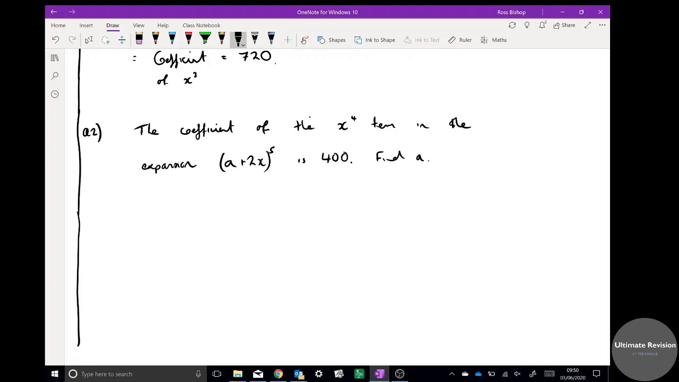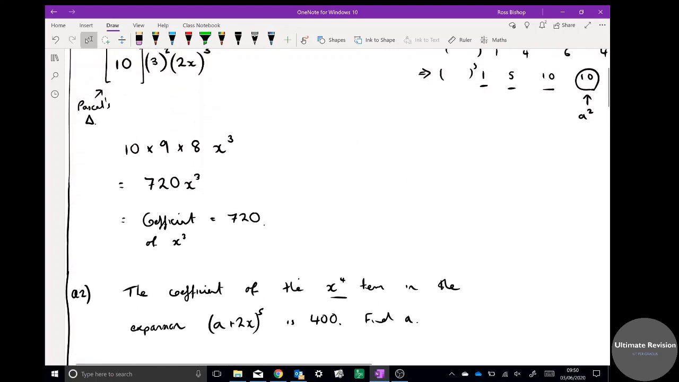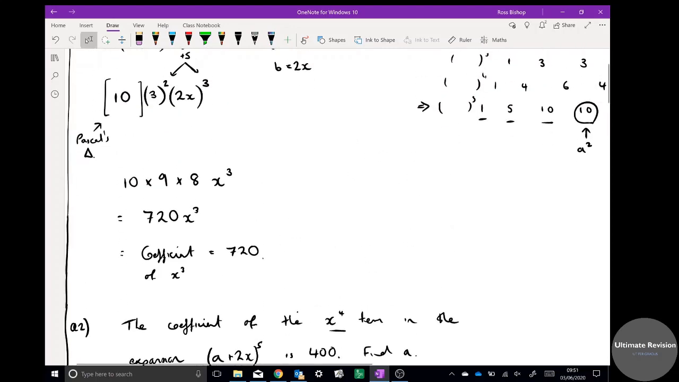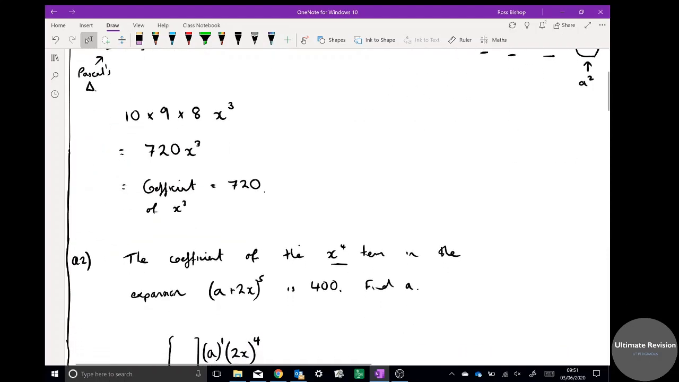Right, so looking at the x to the power of 4 term. In order to get the x to the power of 4 term, it's going to have to be the (2x) to the 4. That means the a term has got to be to the power of 1, because the powers must always add up to the overall power. I then need to look at what goes in here. This is the Pascal's triangle bit, so I go back over to my Pascal's triangle. Luckily it's the same row, because it's to the power of 5 and it's a to the power of 1.